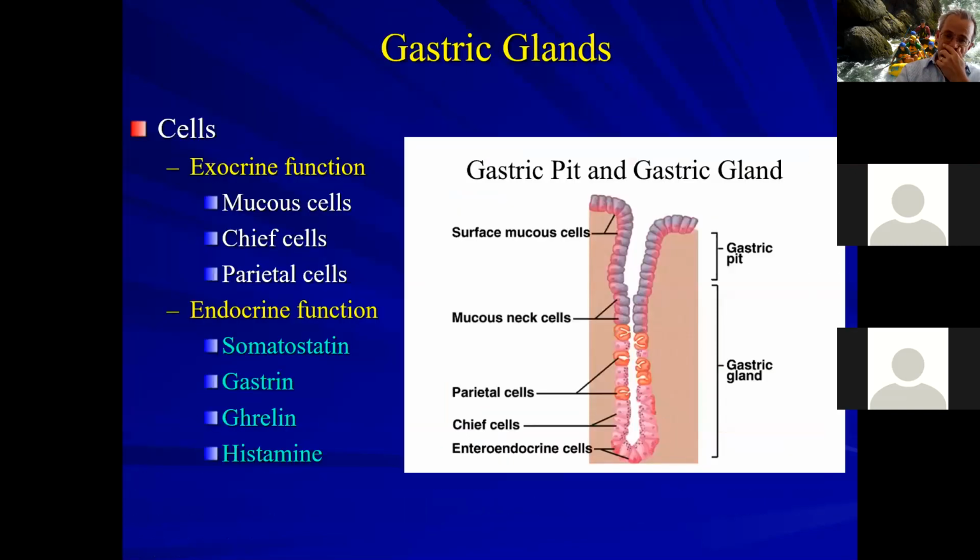Okay, so the four different hormones are somatostatin, gastrin, ghrelin, and histamine. Right now I'm just going to briefly describe what each of them does, and then we'll get into more later. First of all, somatostatin is a hormone that slows down or inhibits activity of these cells. So it inhibits digestive function.